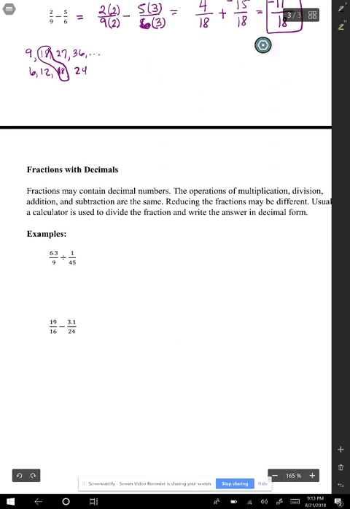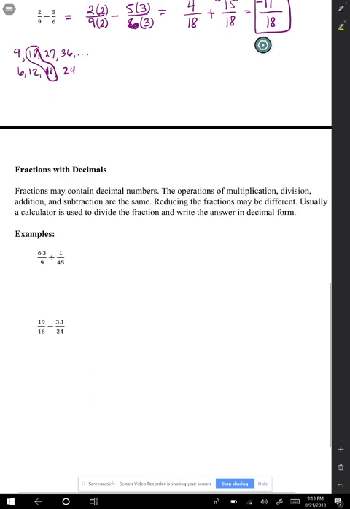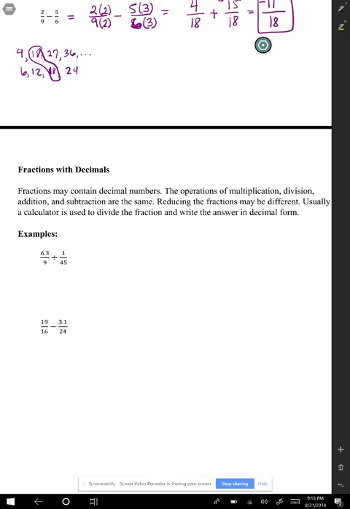And then the last thing we're going to look at is, what do you do when you have fractions with decimals inside of them? And we're still going to follow the same rules for multiplication, division, addition, and subtraction. But instead of reducing the fractions like we did earlier, we usually will just use a calculator and divide and give our answer in decimal form. Because if the problem has decimals in it to begin with, they will usually accept your final answer as a decimal. So these will be a little bit easier because we won't have to reduce at the end.